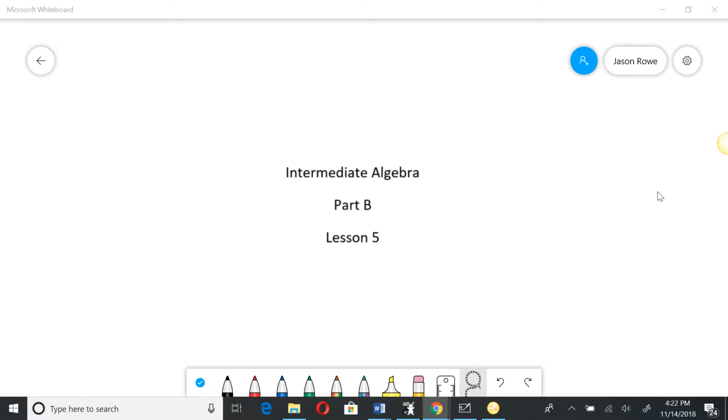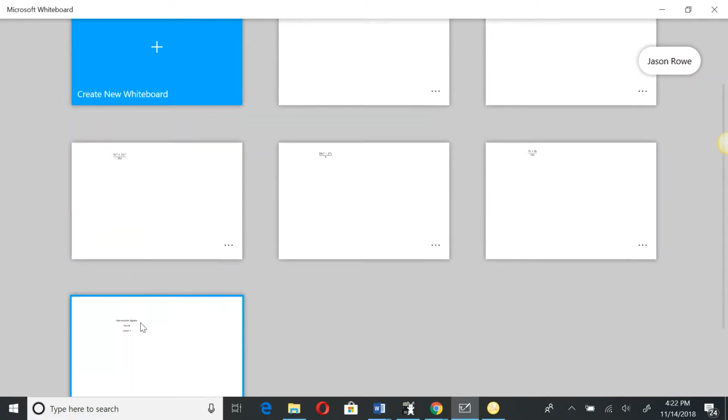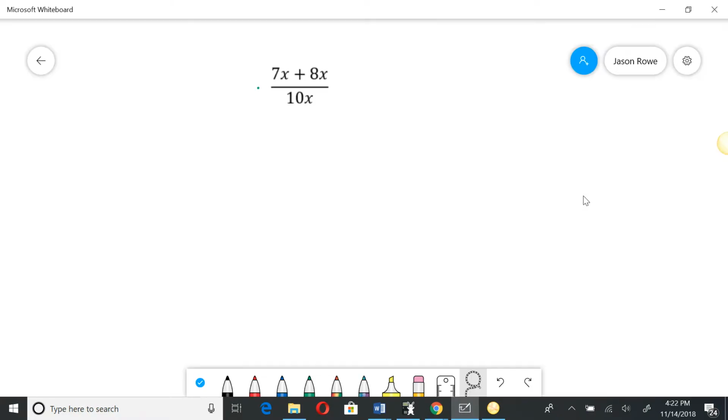This is Mr. Rowe. We're taking a look at Intermediate Algebra Part B, Lesson 5. I'm going to show you how to do some of those problems, show you how to simplify them so that you can submit these for a great score. Let's take a look at some similar examples here. I'm just going to do 5 examples. They're similar to ones in the problem. You'll notice which ones they are, so I'm not going to number them. I'm just going to go through them as we go.